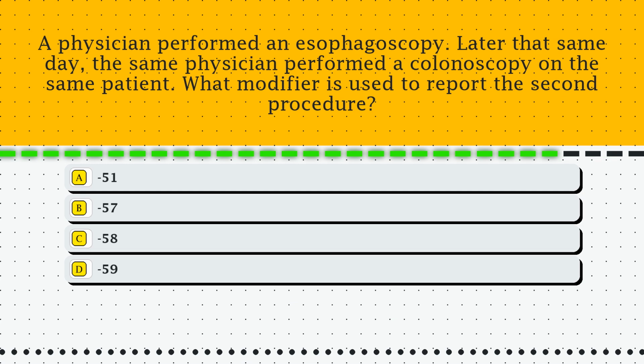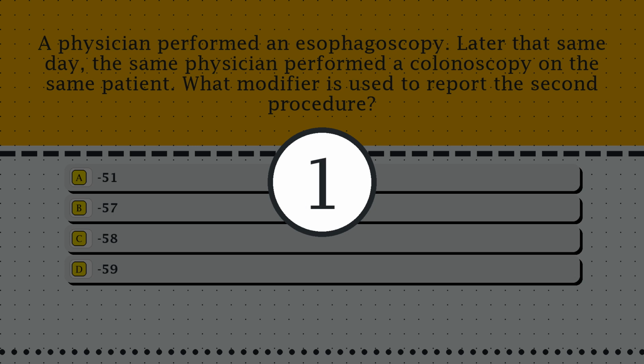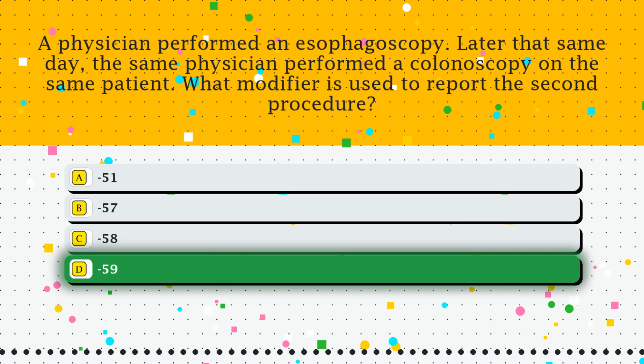A physician performed an esophagoscopy. Later that same day, the same physician performed a colonoscopy on the same patient. What modifier is used to report the second procedure? Option A, -51. Option B, -57. Option C, -58. Option D, -59. The correct answer is option D, -59.